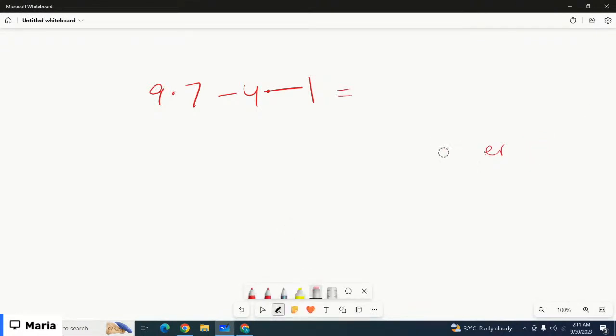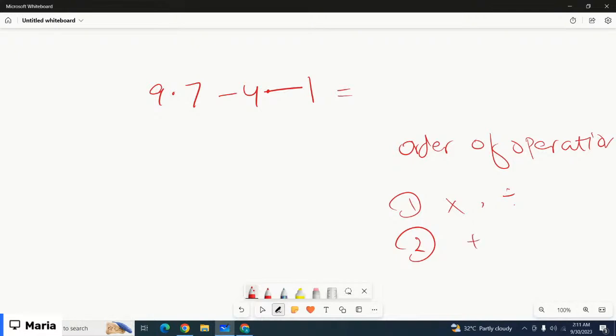If you have more than one operation in an expression, you have to follow the order of operations, right? You can note down the order of operations. You have to do multiplication and division first, and secondly addition and subtraction, right? If you have multiply and divide in the same question, you go from left to right. If on the left you have multiplication first, you perform multiplication first. If you don't have multiplication or division, you can start with addition and subtraction, going from left to right. So here you have to subtract.